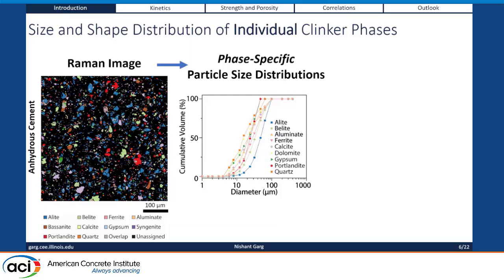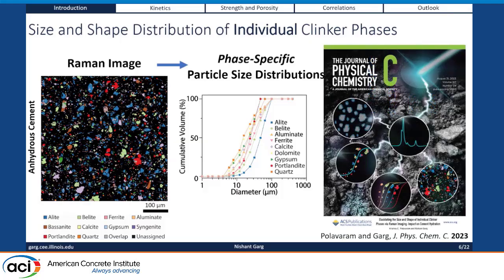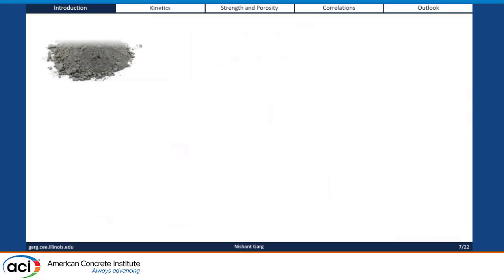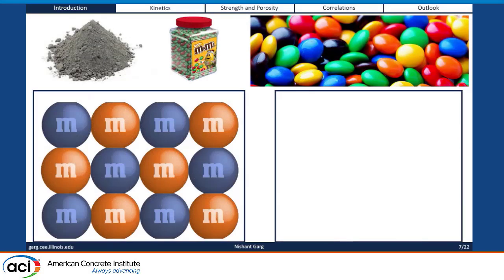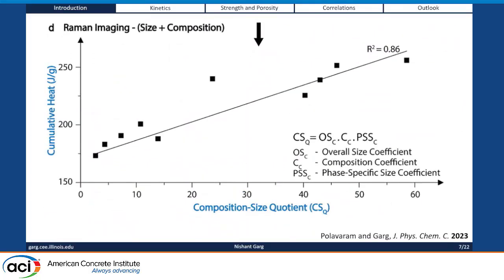This could be very interesting considering that in type 1L cements, where you have a variety of limestone additions, you could have different limestone sizes in those cements. You can also look at other things such as the aspect ratio, roundness, and so on. We did all this, and we actually did a study where we found you can use this information to start to predict 3-day hydration of cements. I'm going to spend just a quick minute on it, visualizing these as M&Ms. You can start to develop this composition size quotient, where you take the composition and the sizes of individual phases and predict cumulative heat.